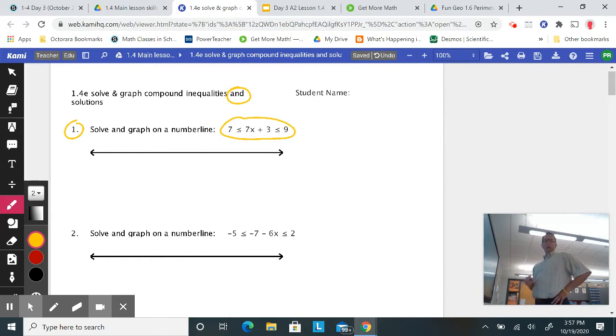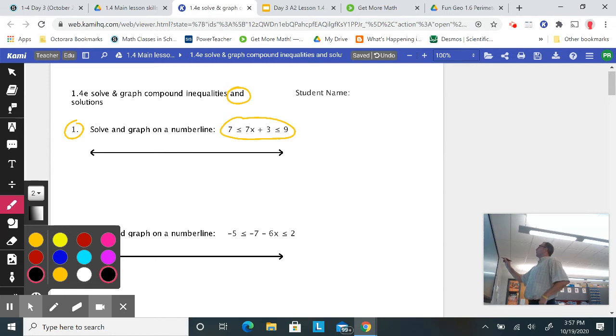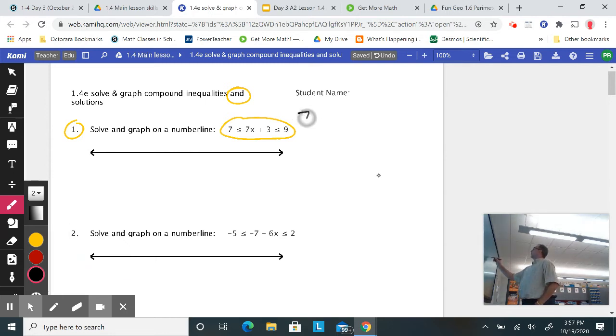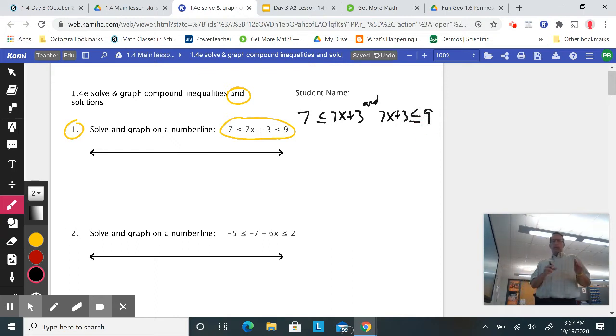this compound inequality. That's like two inequalities in one. So look at this inequality as two separate inequalities. 7 is less than or equal to 7x plus 3, and 7x plus 3 has got to be less than or equal to 9. So it's like two separate inequalities. We already reviewed how to solve inequalities. Just be careful of multiplying or dividing by a negative.